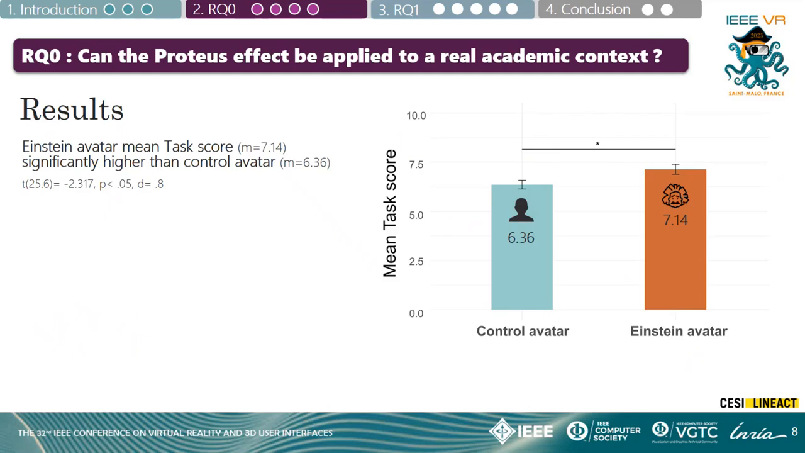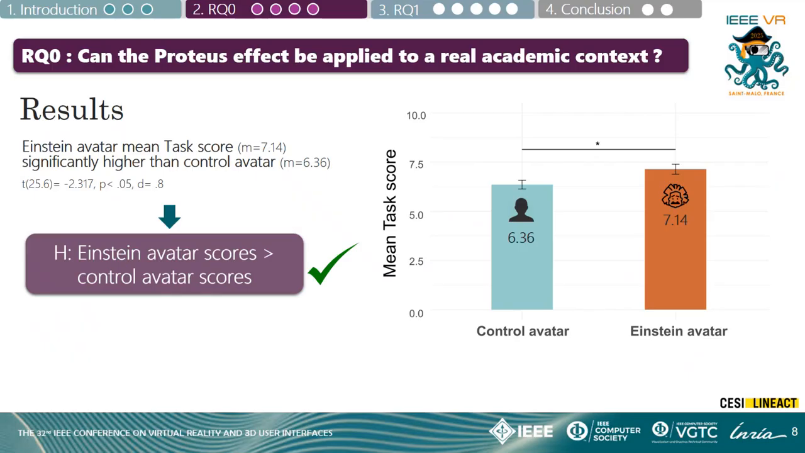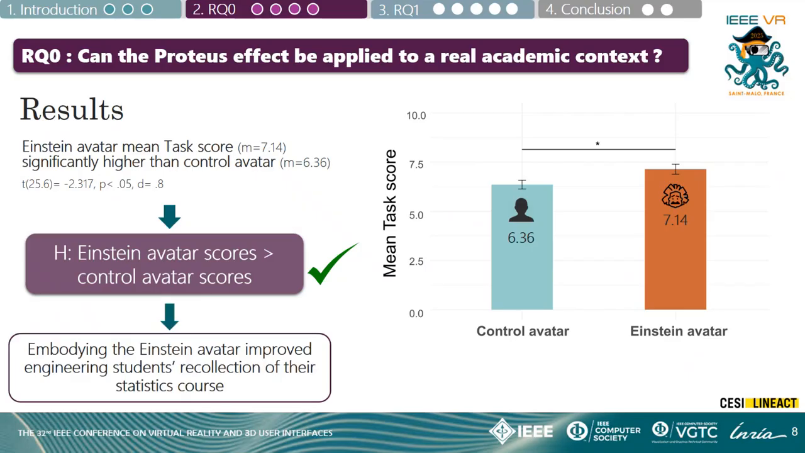The results of this preliminary experiment did reveal that students embodying the Einstein avatar had significantly higher scores compared to those using the control avatars, therefore validating our hypothesis. We can thus conclude that the Proteus effect was successfully applied within an academic context to improve engineering students' recollection of their statistics scores.